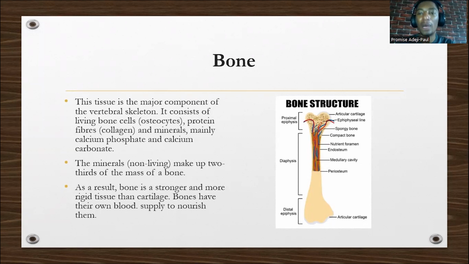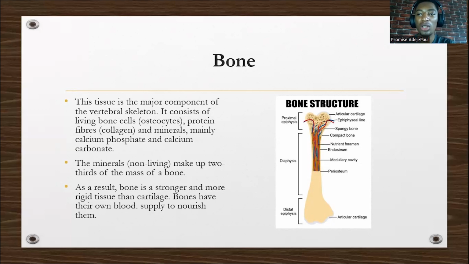And it also contains protein fibers, just like cartilage. But unlike cartilage, it contains mineral. And that mineral is usually what? Calcium phosphate and calcium carbonate. Hope we get that. It's almost the same thing as cartilage. It has a living cell, osteocyte, where cartilage had chondroblast. It also has protein fibers like cartilage. But this one has minerals, unlike cartilage. So the minerals, which are a non-living part, make up 2/3 of the mass of bone. So most of the bone is made up of that mineral.